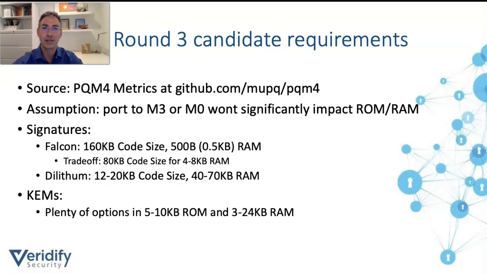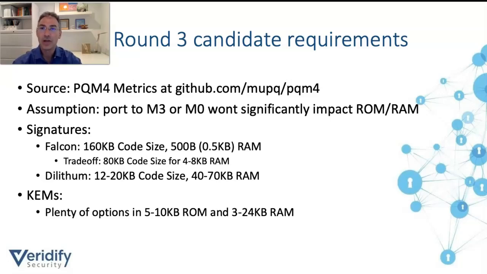So how are the round 3 candidates lined up here? I'll just point out that the metrics I'm showing here came from the PQM4 project on GitHub. This is the URL. Another assumption I'm making up front is that porting these methods to an M3 or an M0 doesn't significantly impact the RAM or ROM usage. We know the usage will change, but I'm assuming it won't vary significantly. And as you'll see, even if it does change a little bit, it doesn't change the results of the recommendations I come up with. So let's start with signatures.